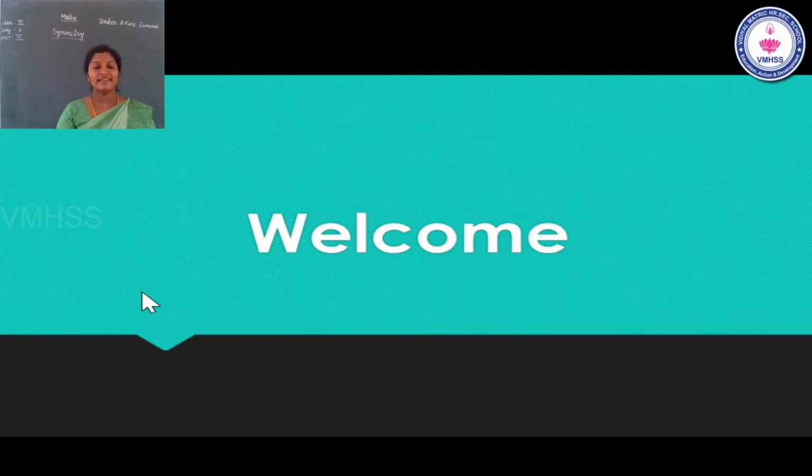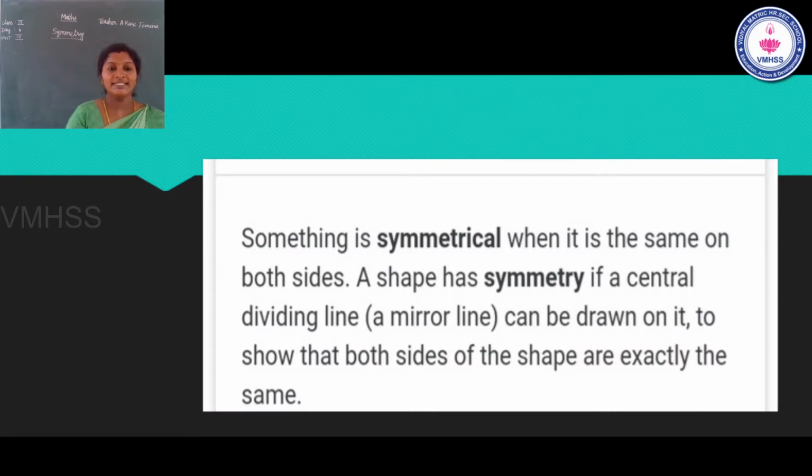So, what is meant by symmetry? Something is symmetrical when it is the same on both sides. A shape has symmetry if a central dividing line, a mirror line, can be drawn on it to show that both sides of the shape are exactly the same. Please underline the words exactly same. The mirror image is a symmetry.